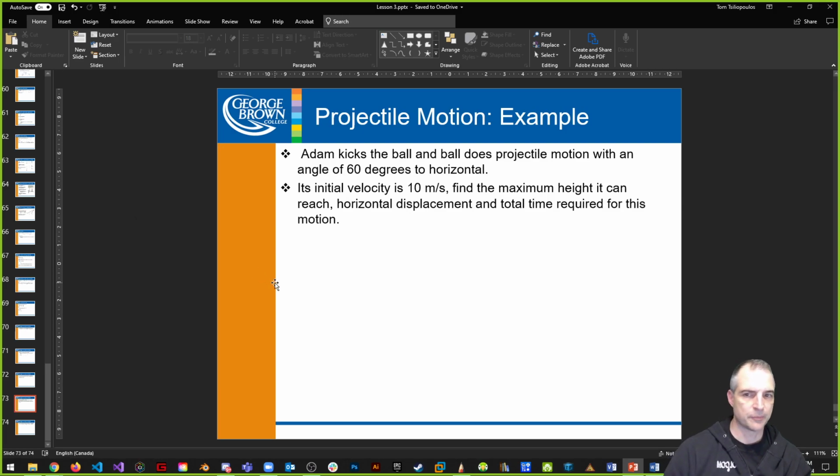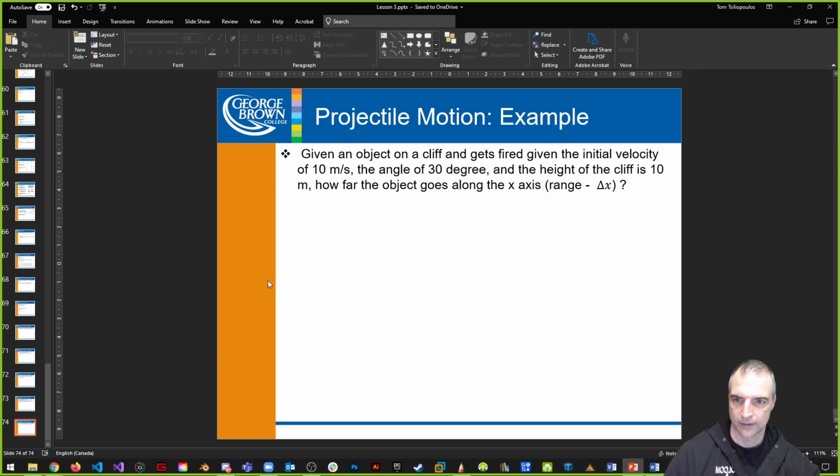Next, Adam kicks the ball and the ball does projectile motion. I like this one. With an angle of 60 degrees to the horizontal. That's my kicking angle. Its initial velocity is 10 meters per second. Find the maximum height it can reach. I use the height equation. It's type 2 motion.